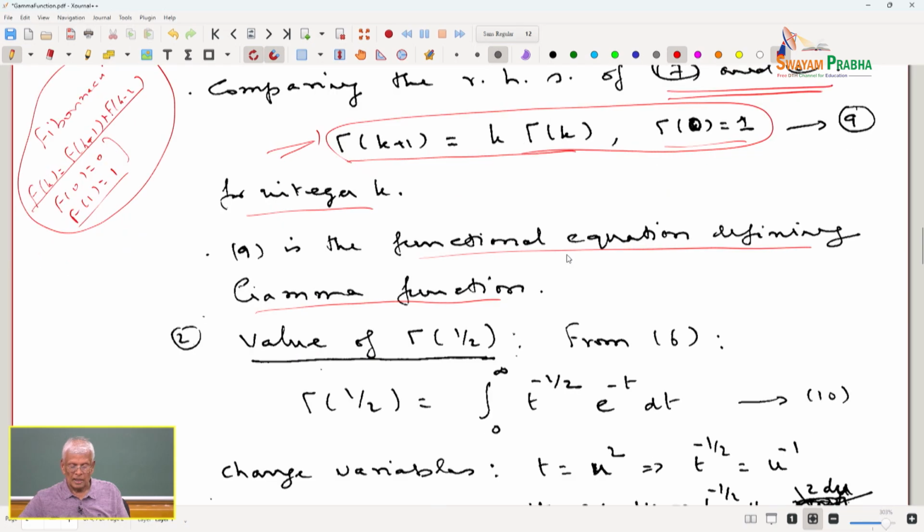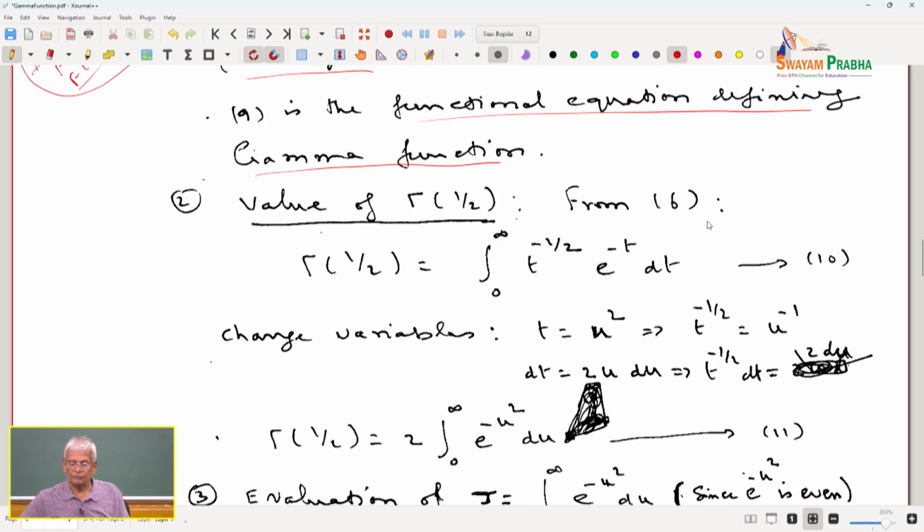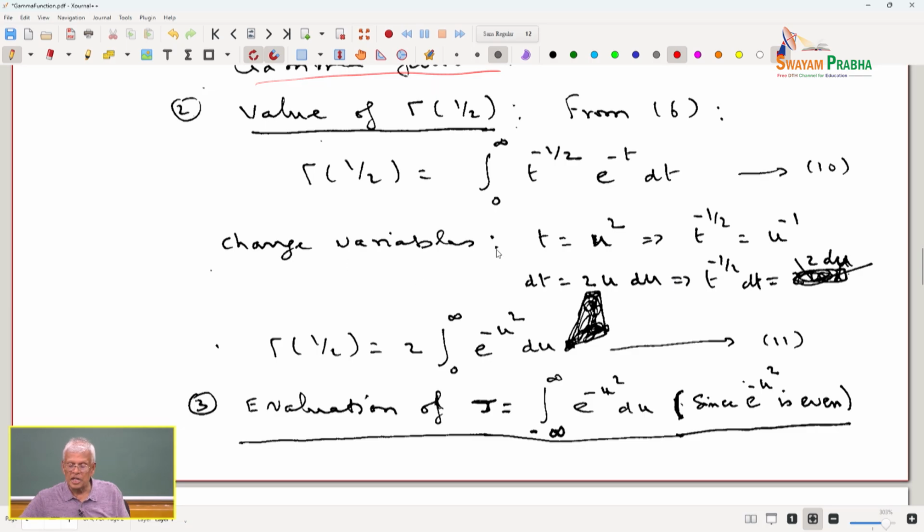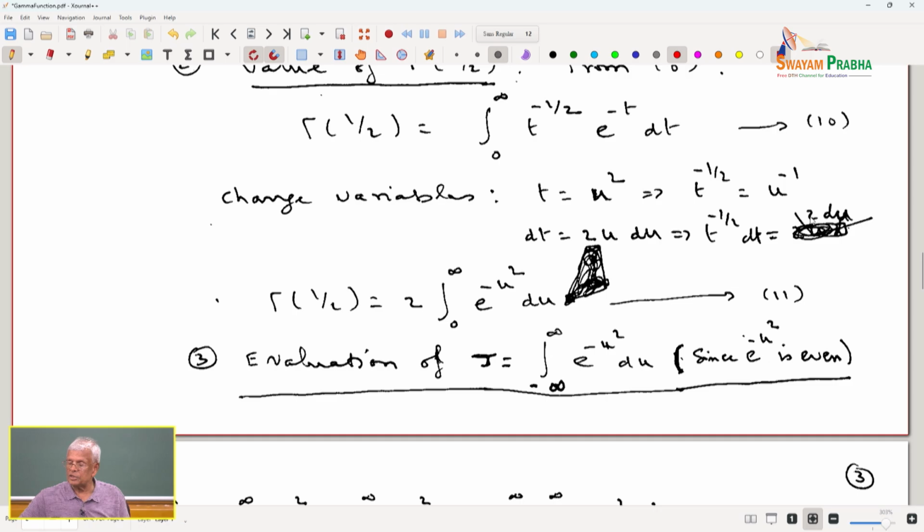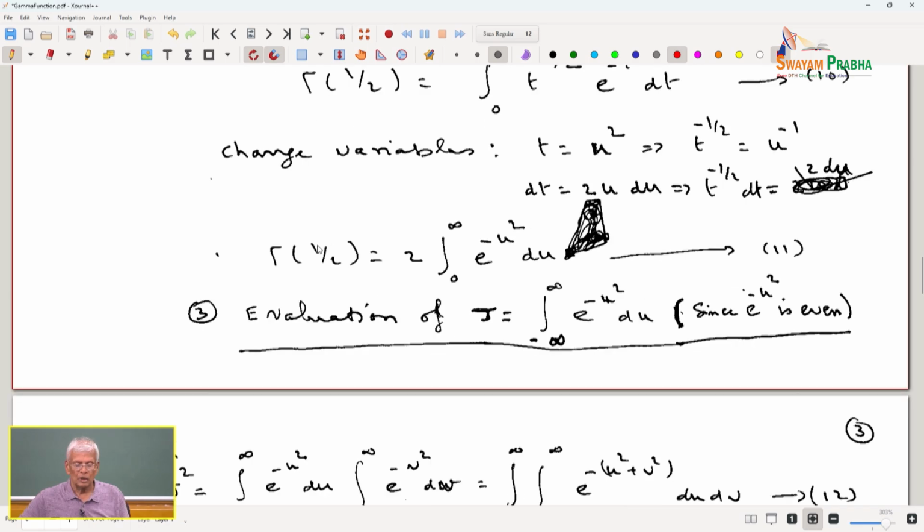Now, I would like to be able to compute gamma half. From 6, gamma half is equal to integral 0 to infinity t to the power of minus half e to the power of minus t dt. Change the variable, t is equal to u square. So, t to the power of minus half dt is 2 du. So, gamma half is equal to 2 times integral 0 to infinity e to the power of minus u square du. Please understand, this is a close cousin of the Gaussian integral.